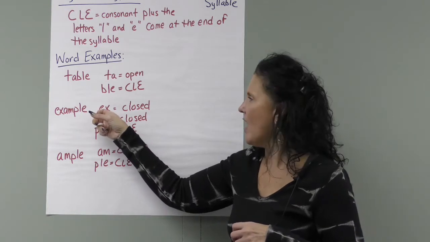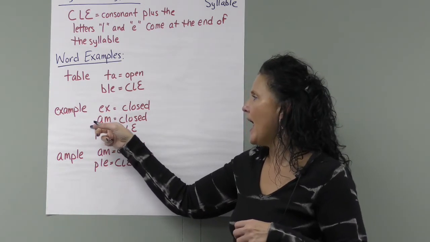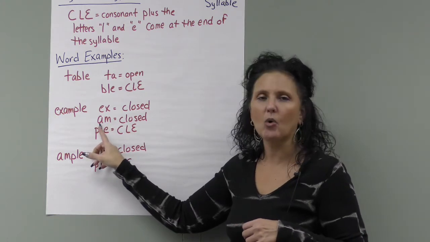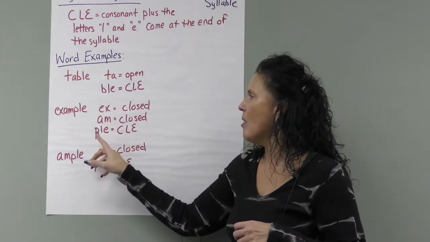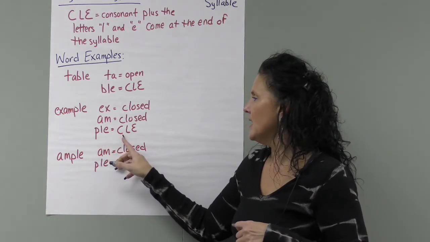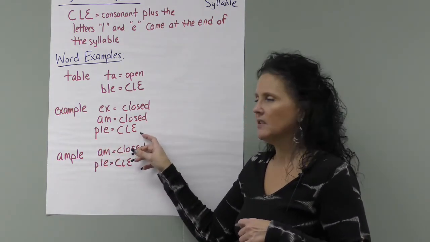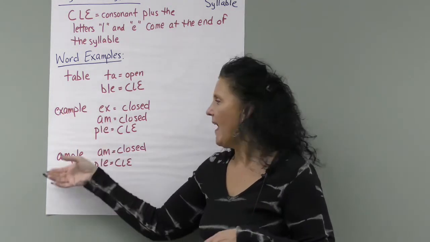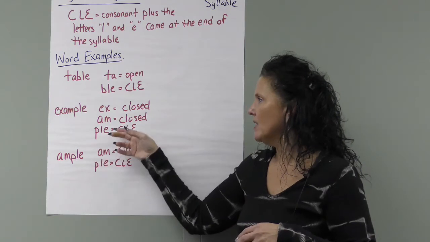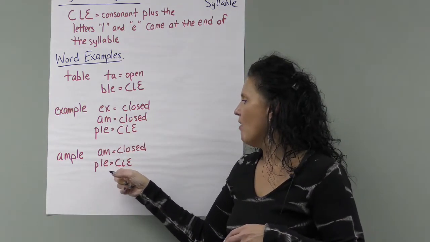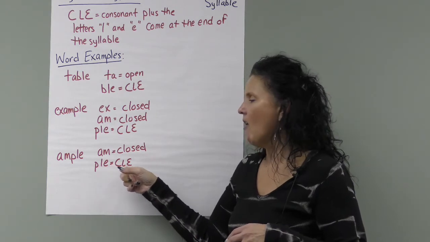Then we have am, it's also closed because we have the consonant, and this is making the short A sound, ex, am, and ple. There's our consonant and L and E. C-LE. So closed, closed, C-LE. The last example is just like this example, ample. We have am, it's closed, just like it was here, and ple, which is the consonant LE, right?